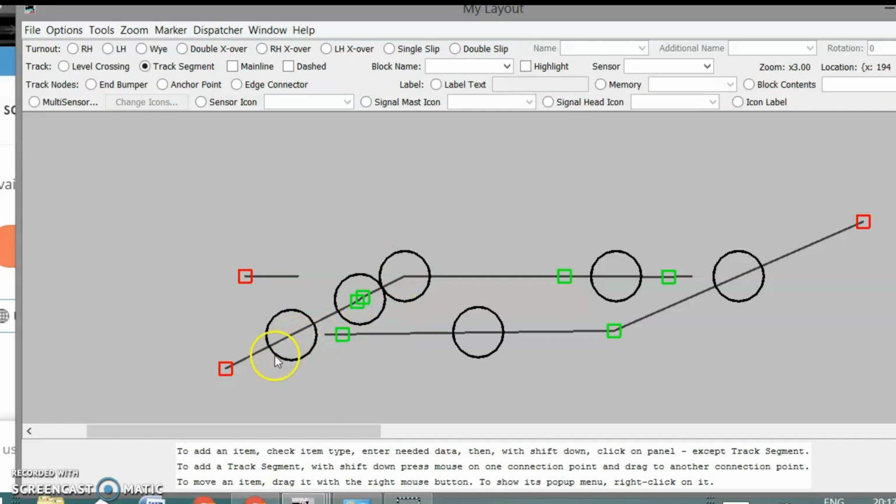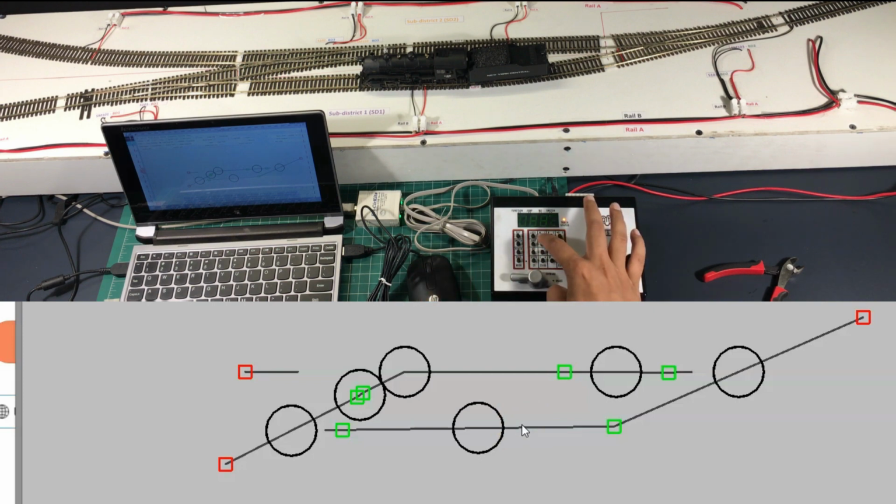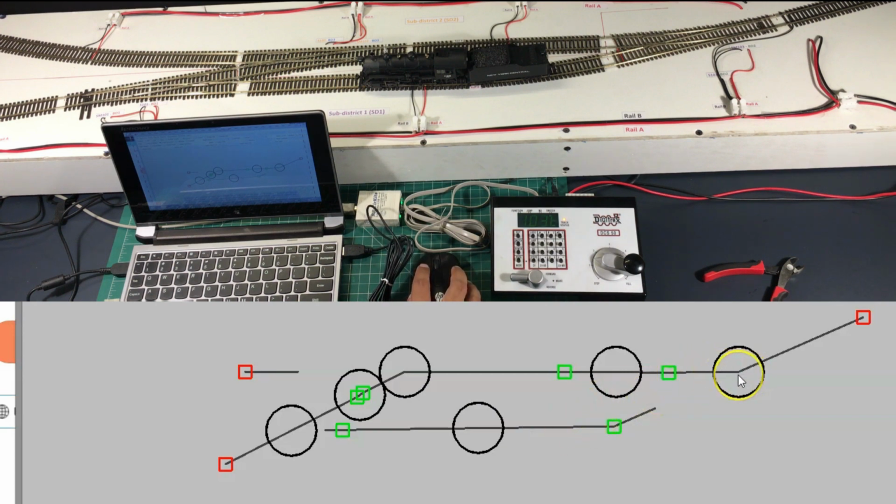So right now, as you can see, we are through the crossover on this track. However, 103 is aligned to the siding. So now let's imagine a scenario where I am actually using the throttle to change the switch position. So go to 103. It's right now closed. Let's throw. Now see, it's a real-time change in your panel as well.